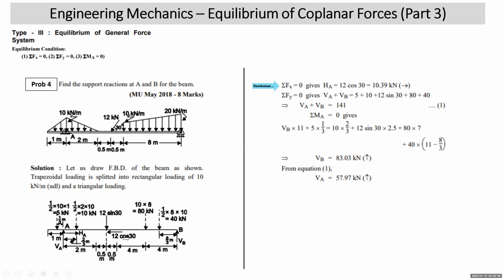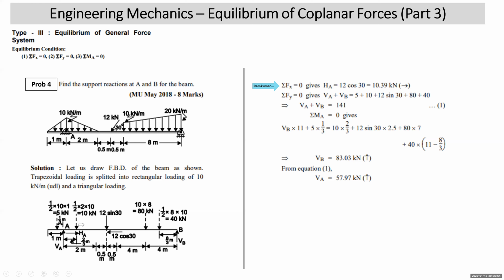Then we write sigma Fy is equal to 0, upward is equal to downward. VA plus VB is upward, equal to 5 plus 10 plus 12 sin 30 plus 80 plus 40. List out all this. If you use your calculator, you get 141. So VA plus VB is 141.